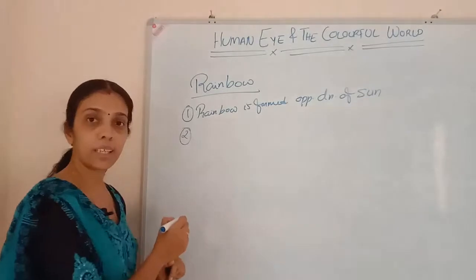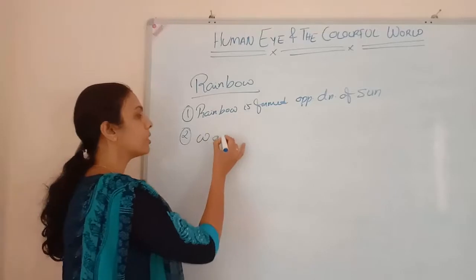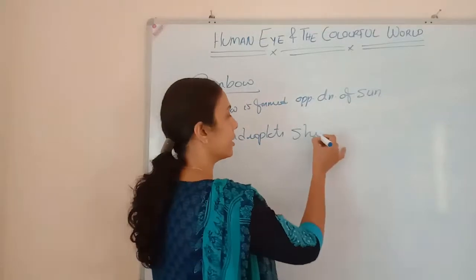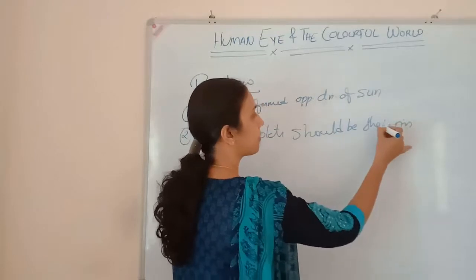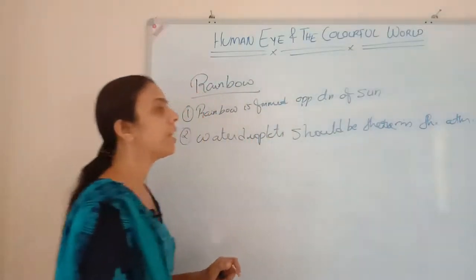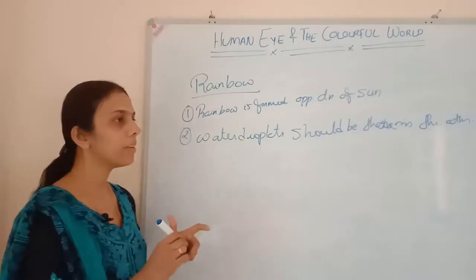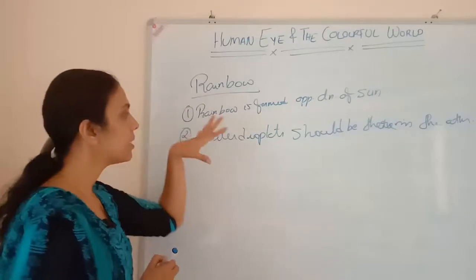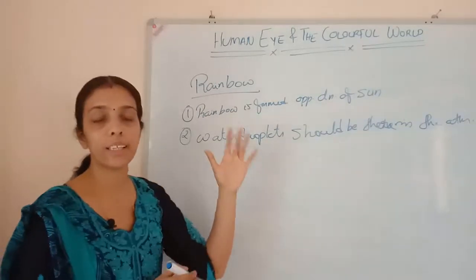Then the second one is that water droplets should be there in the atmosphere. These are the two conditions. So while we are looking at the rainbow, the sun should be behind us. That is the first condition. Then water droplets should be there in the atmosphere.